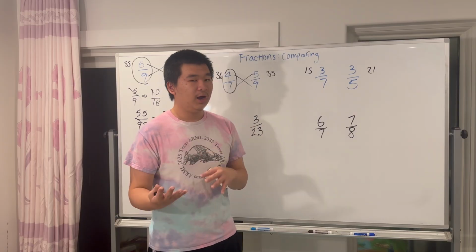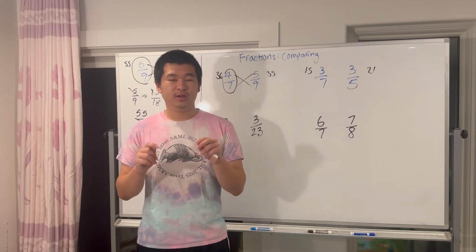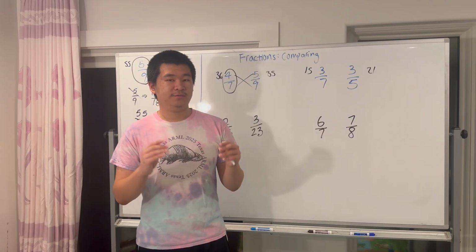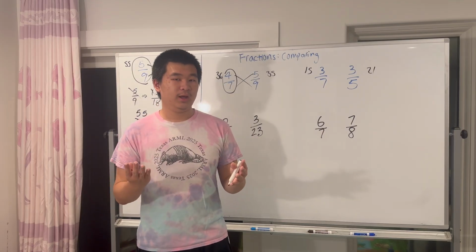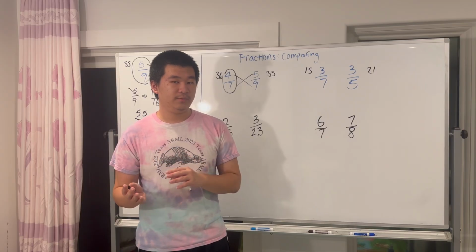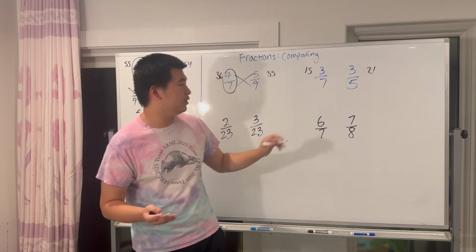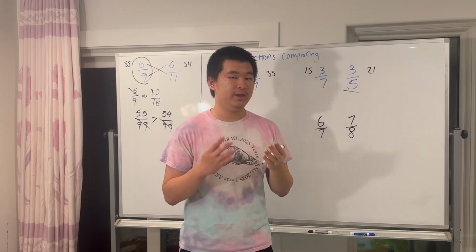So 3 over 5 is going to be bigger. The smaller the denominator is, the bigger the fraction is. So even without multiplying, if we notice that the numerators are both 3, we can just look for the smaller denominator. And either way, we're going to get 3 over 5.